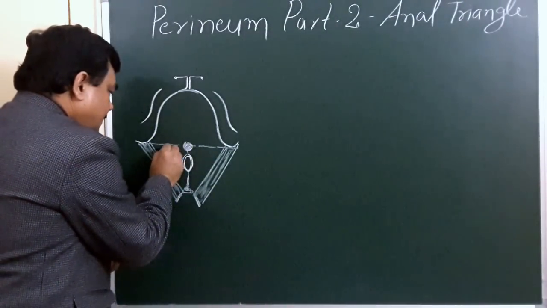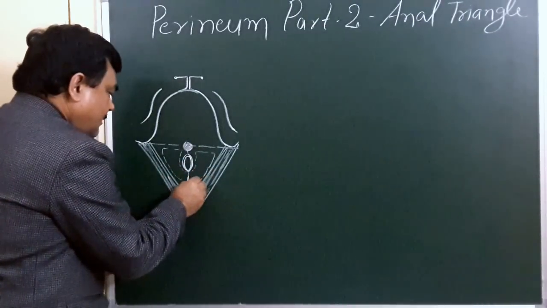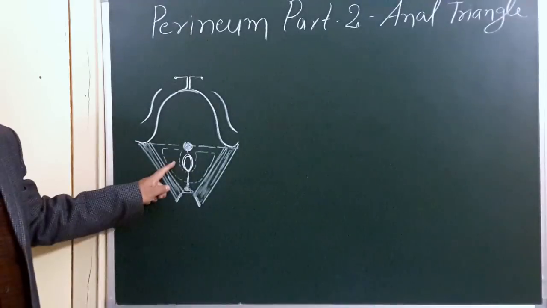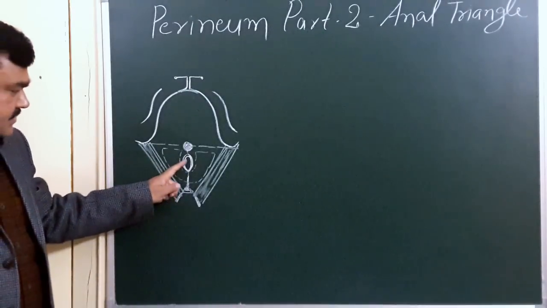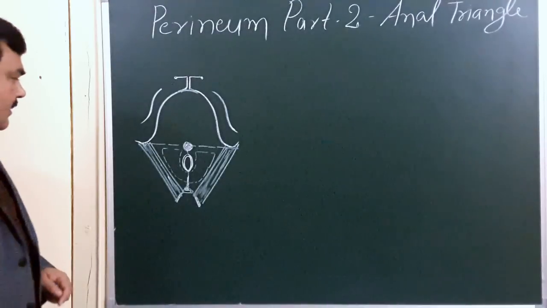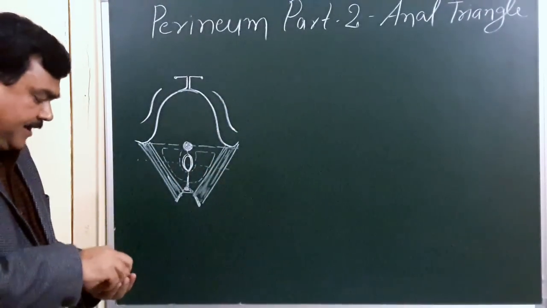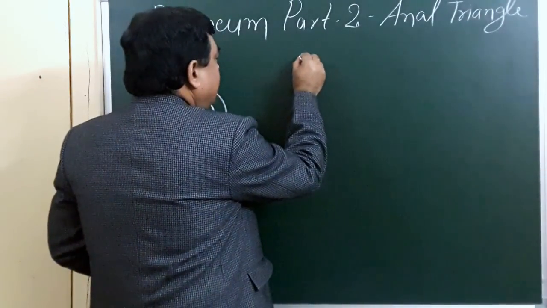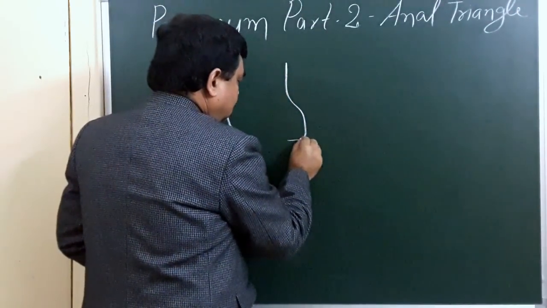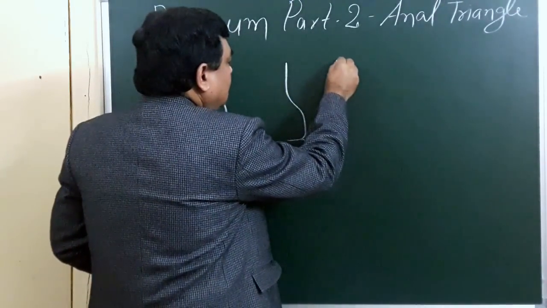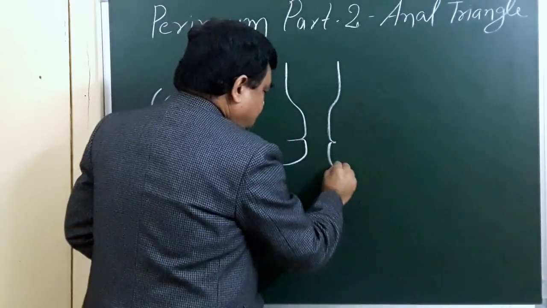And here is a fossa known as the ischiorectal fossa or ischioanal fossa. So in this anal triangle, there is the anal canal and ischiorectal fossa. If you cut a section at this level, you will find this is the rectum, here is the anal canal.